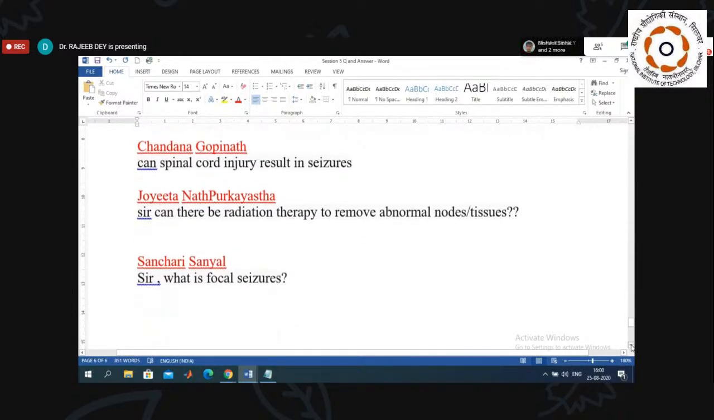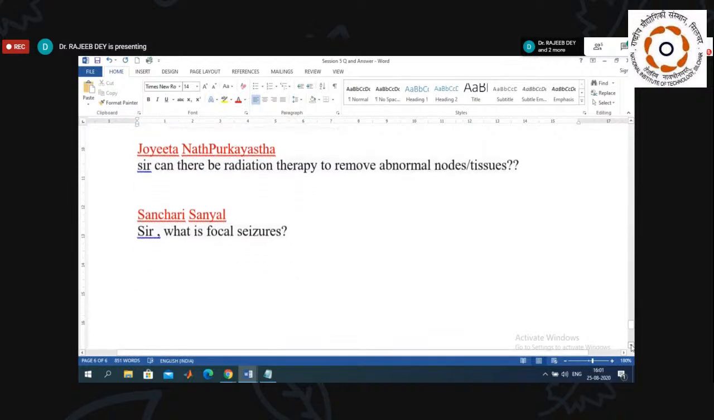Can spinal cord injury result in seizures? There are some injuries which can cause seizures. It's called focal acquired epilepsies. I think it depends on patient-specific scenarios. Like if there is an infection that has gone up to the brain, then it might cause it. But if it is in the other part of the body, then it may not. It's very specific to every individual and what injury.